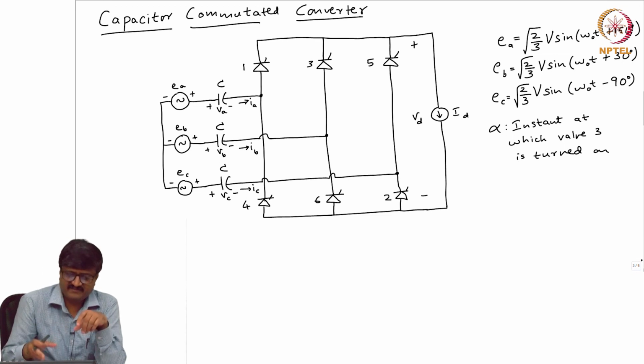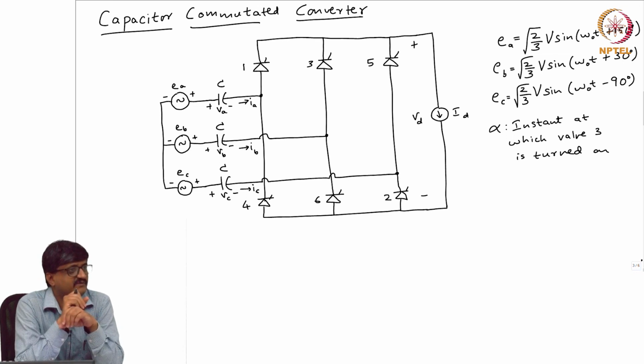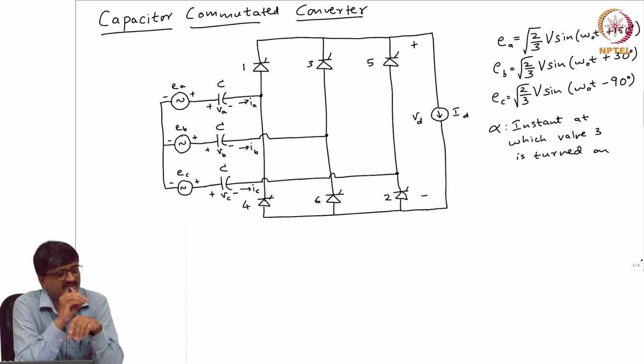Suppose the capacitors are not there. We know IB. Now, will anything change as far as the currents IA, IB are concerned? Will these currents change due to the presence of the capacitor? That is the question.